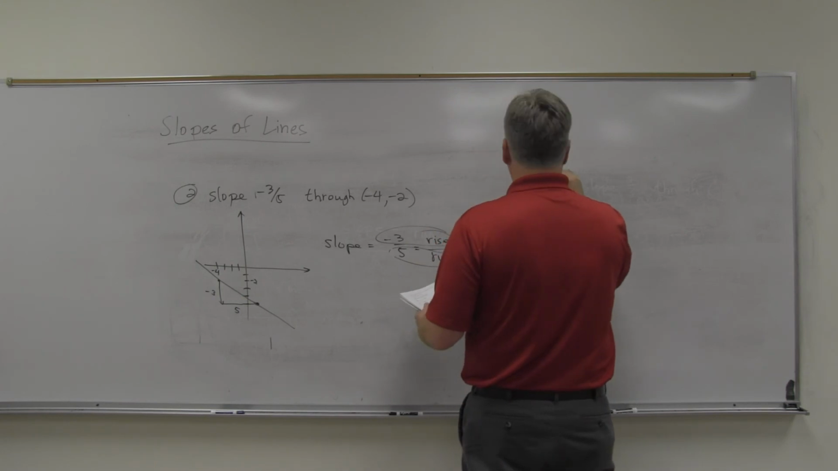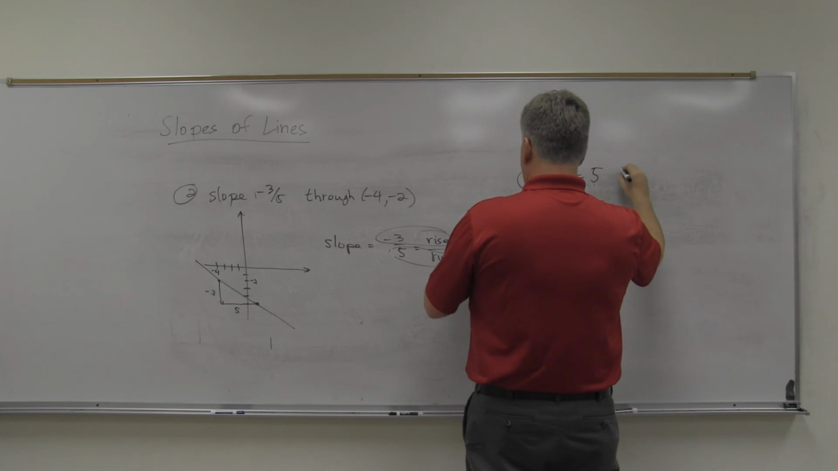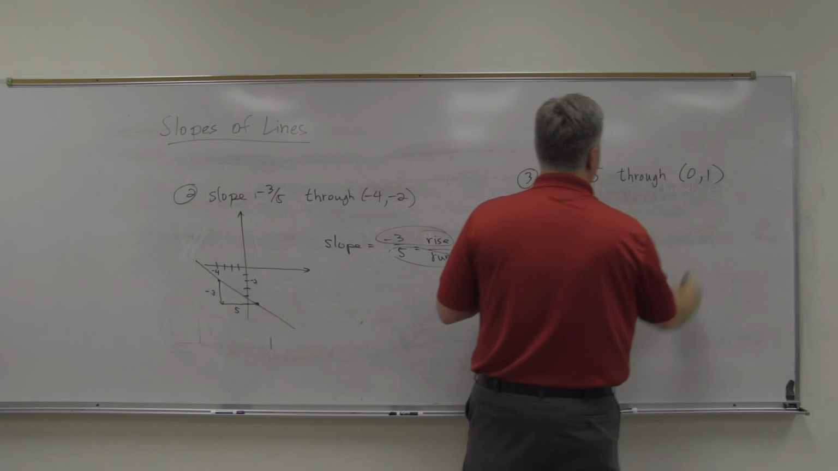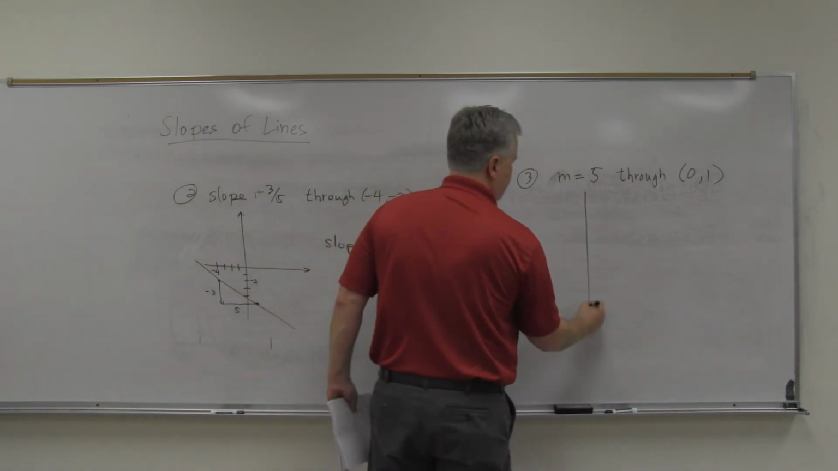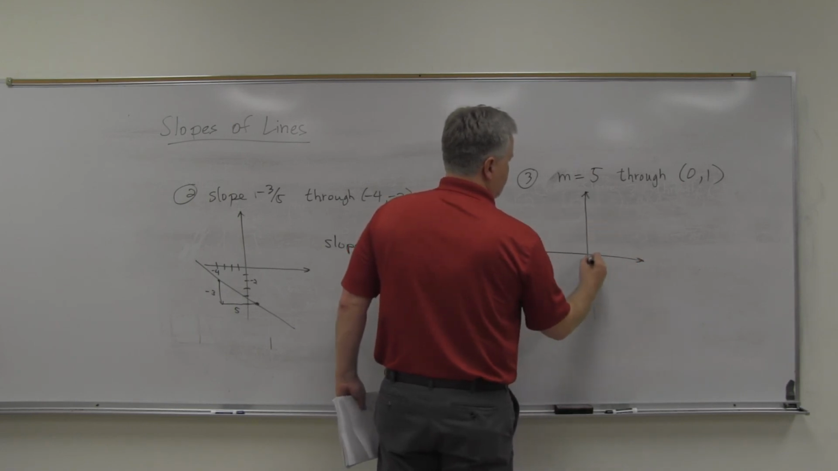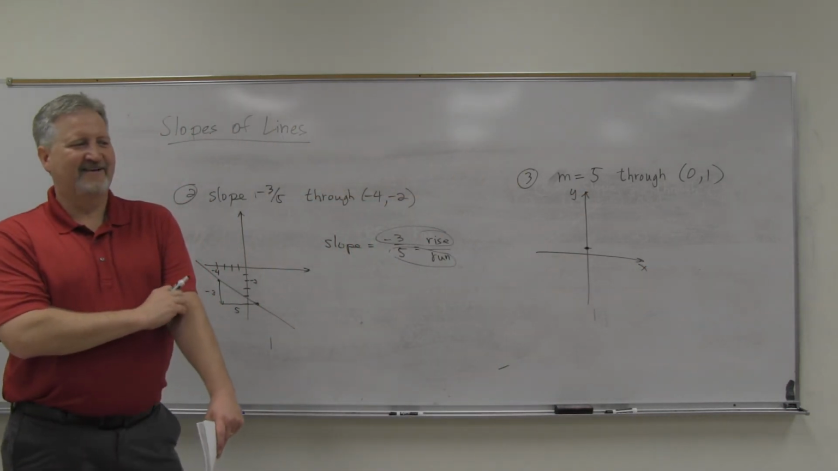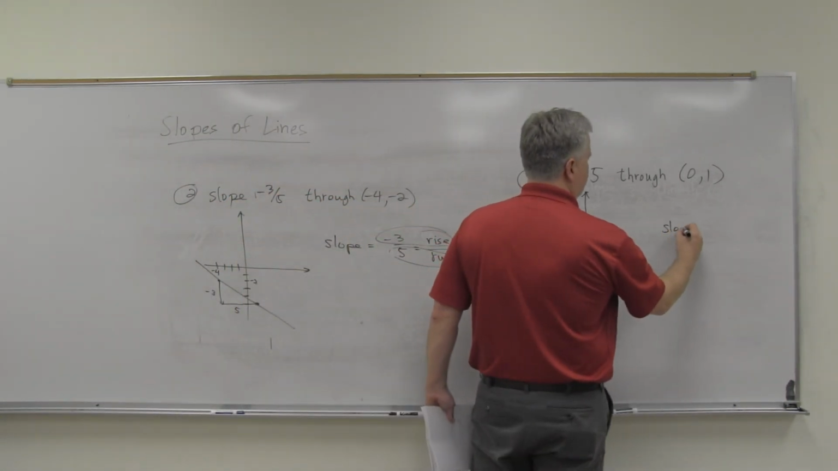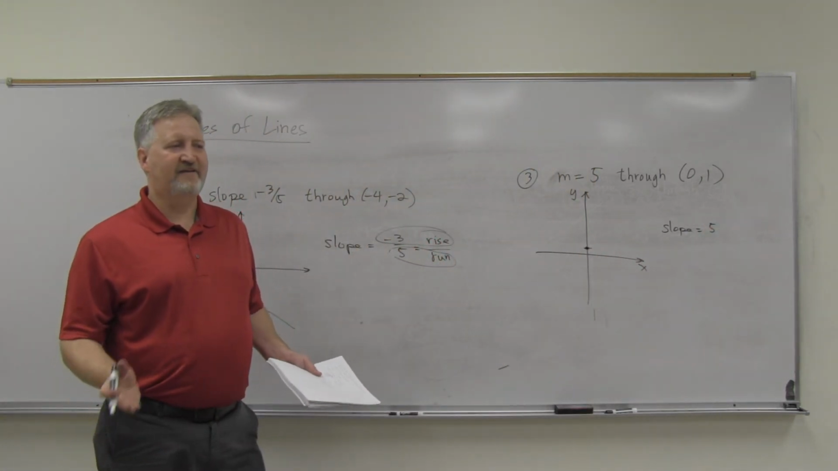Number 3. M equals 5, and we're going through 0, 1. M equals 5 through 0, 1. All right, so 0, 1, go to that first. 0, 1's right on the y-axis. Now what? Well, M means the slope. So I do have the slope again. The slope is 5.